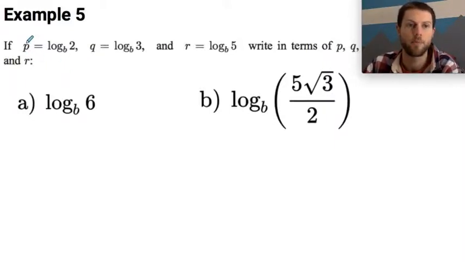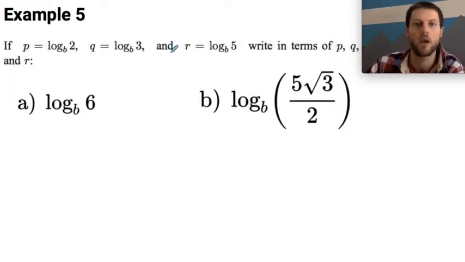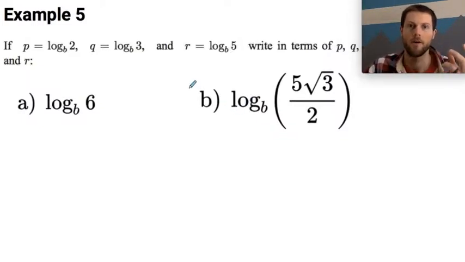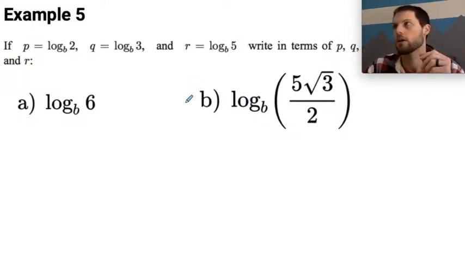I'm given now p is equal to log base b of 2, q is equal to log base b of 3, and r is equal to log base b of 5, and I want to write all these things in terms of p, q, and r. So this is a little bit strange. This is a problem where we have to think kind of creatively.